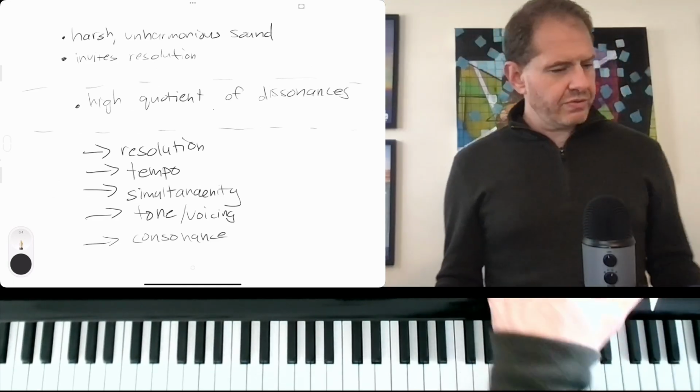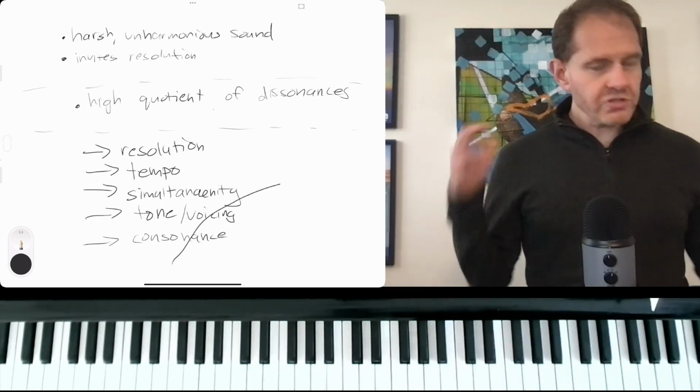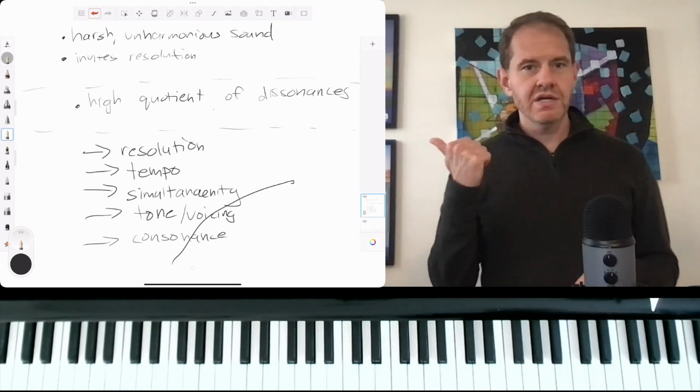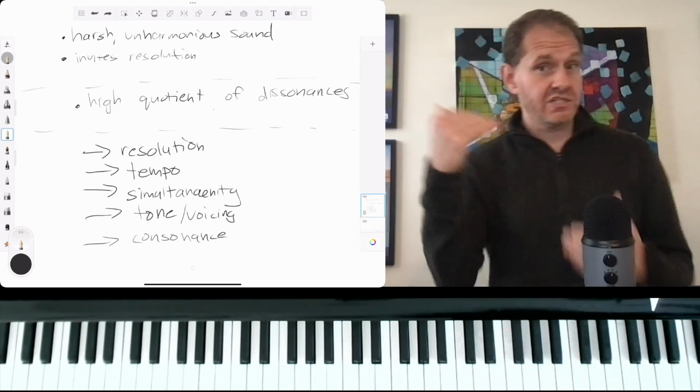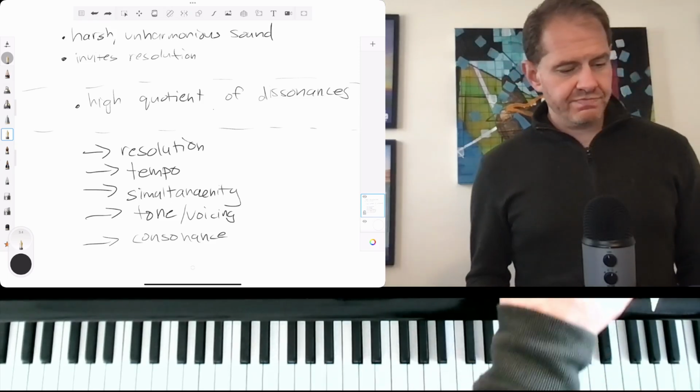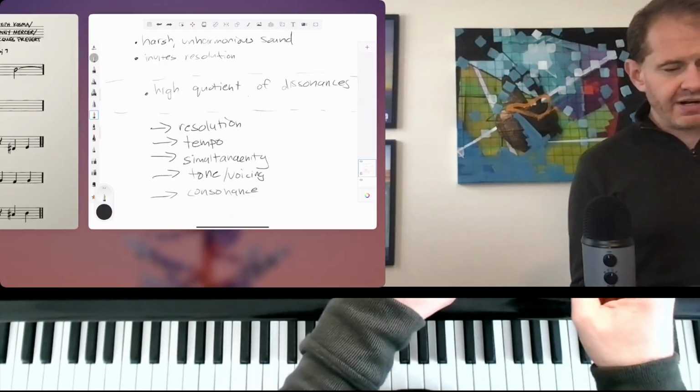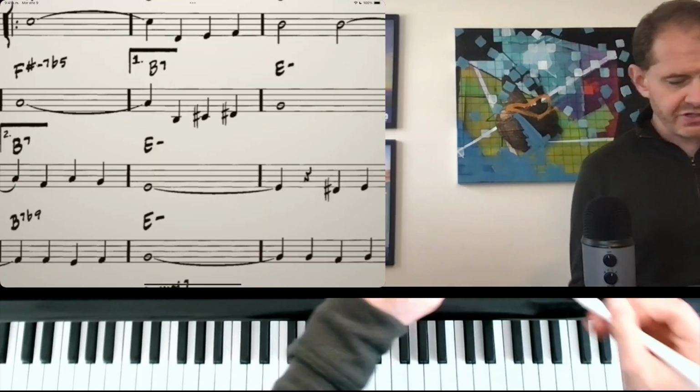I want to show you, so those are the 5 things to keep in mind: resolution, tempo, simultaneity, tone and voicing, and then adding in consonance to soften the dissonance. There's a million spots that we could look at, but I want to look at this spot in Autumn Leaves in the first ending.